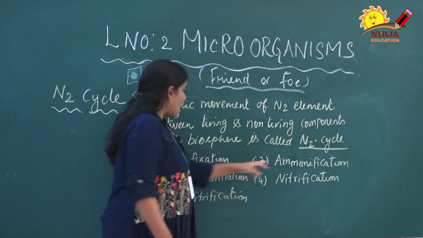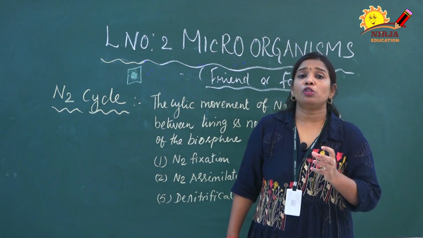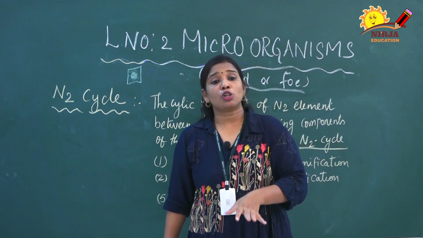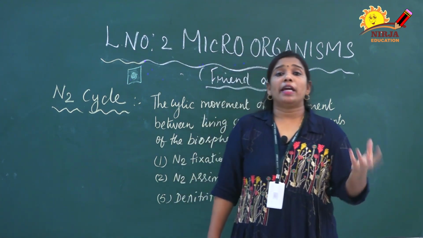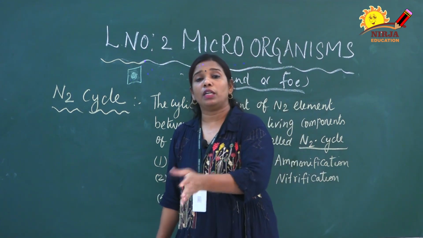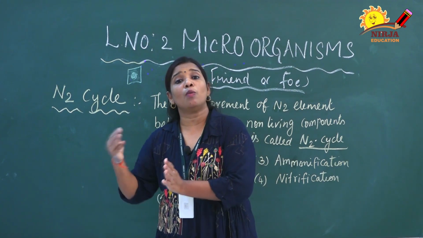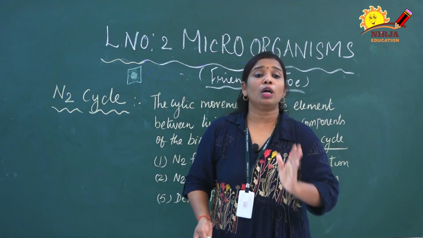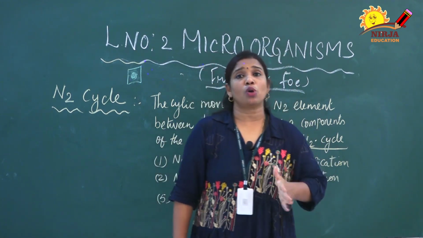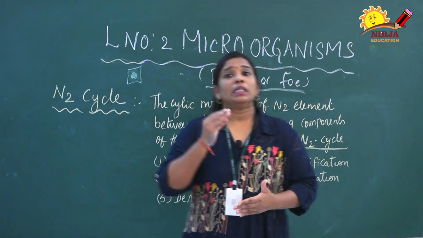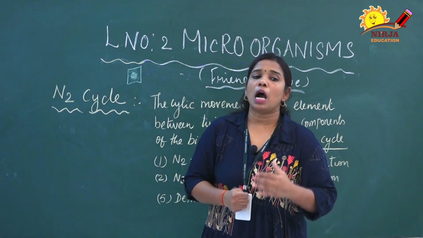Next process is called ammonification. What is meant by ammonification? Decomposition of protein and other nitrogenous compounds into ammonia. So what was the first process? Assimilation. Nitrates are converted into protein, amino acid, everything. Now the protein, amino acid and nitrogenous compounds are converted into ammonia or ammonium salt. This process is called ammonification. It is carried out by certain fungi and bacteria in the soil. The microorganisms decompose protein into ammonia.